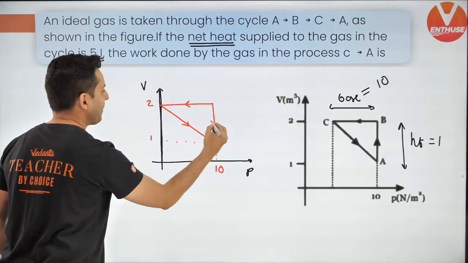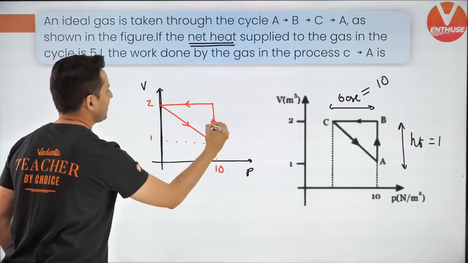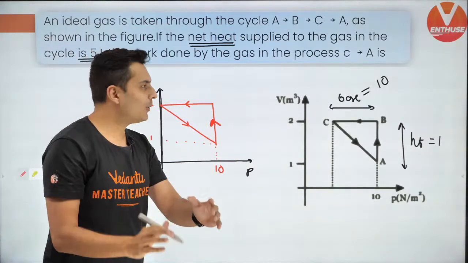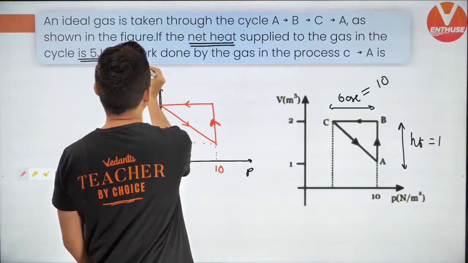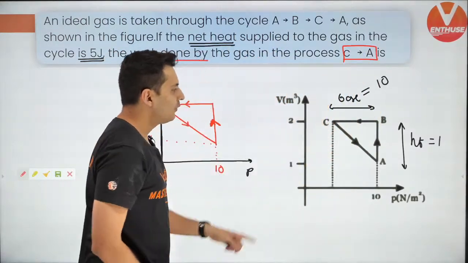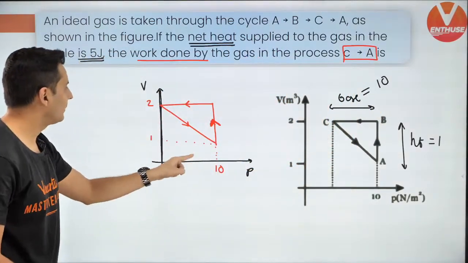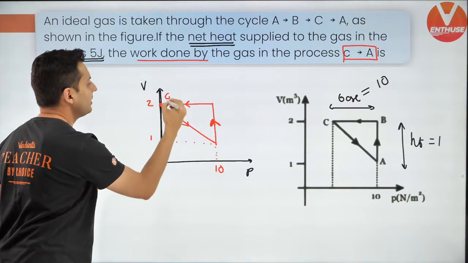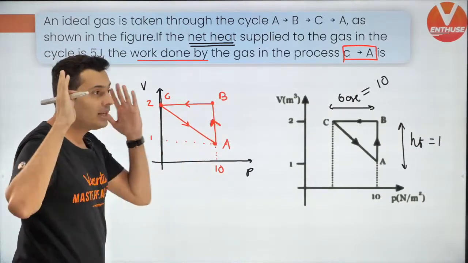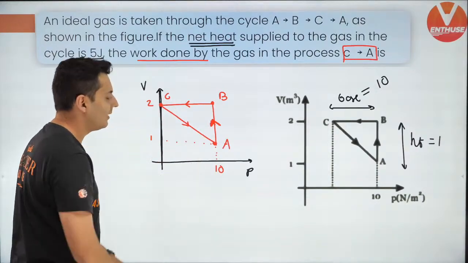Now comes the best trick, the best catch, I would say. The question is, what is the work done by the gas from C to A? From C to A, what is the work done? This is point C, this is point A, this is point B. Believe me, it is not this area.